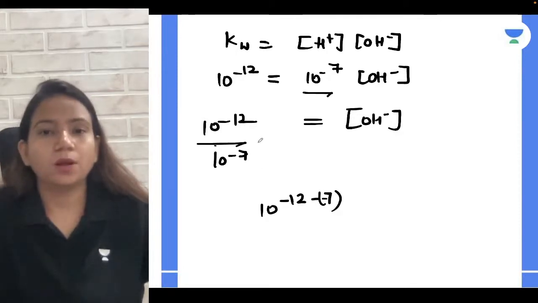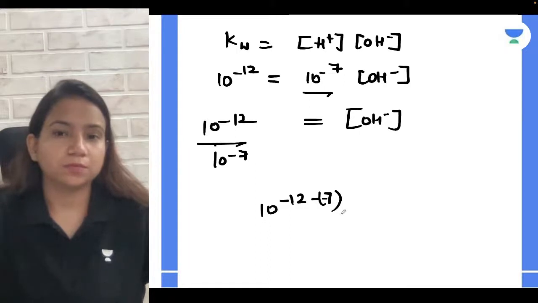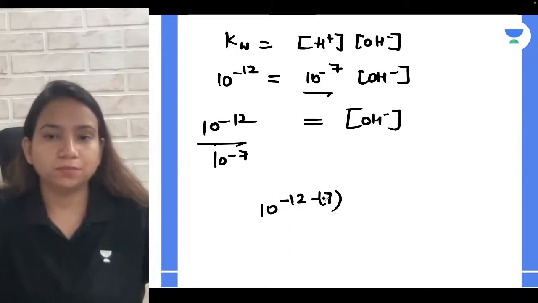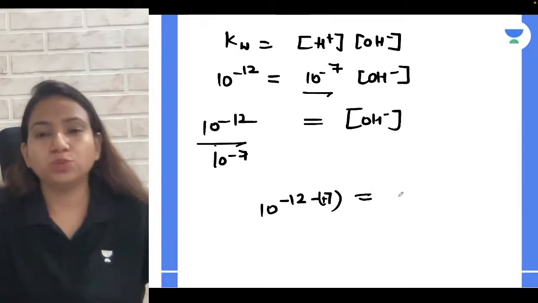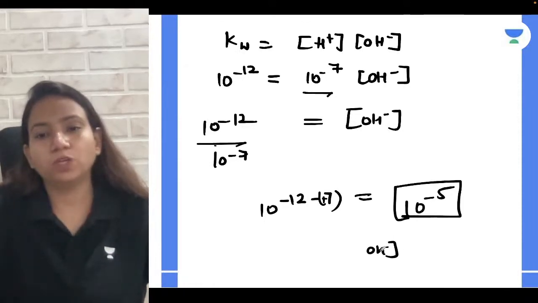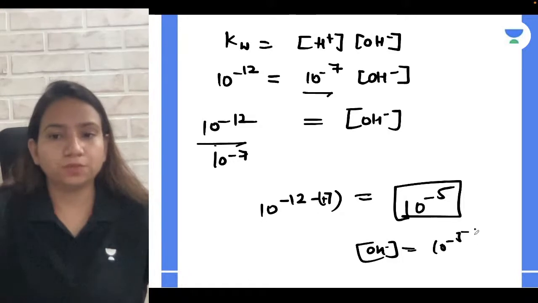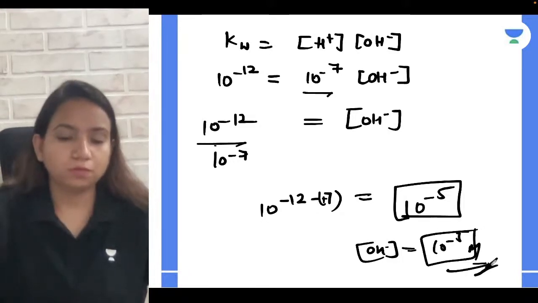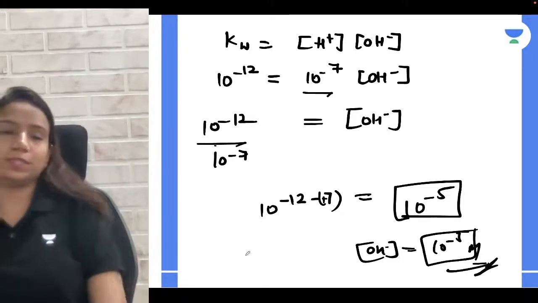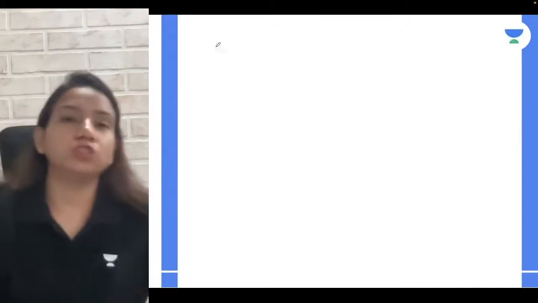Minus 12 minus plus 7, how much will you be getting? 10 to the power minus 5 will be the OH minus ion concentration. Very good. Is everyone clear with it? Let me give one more question as well.